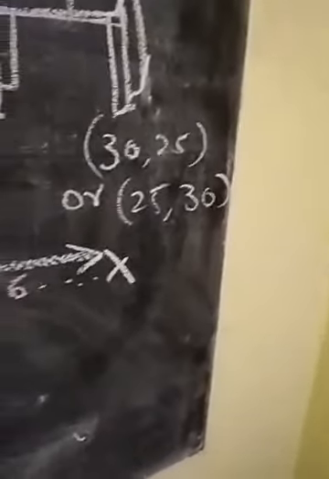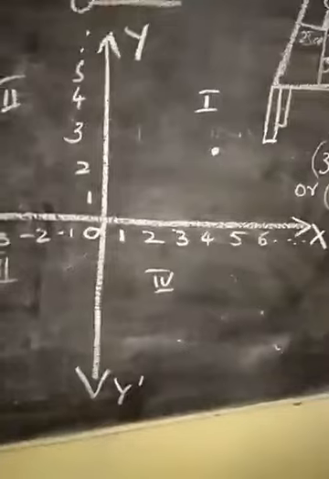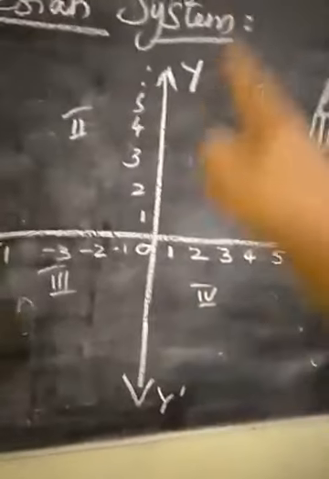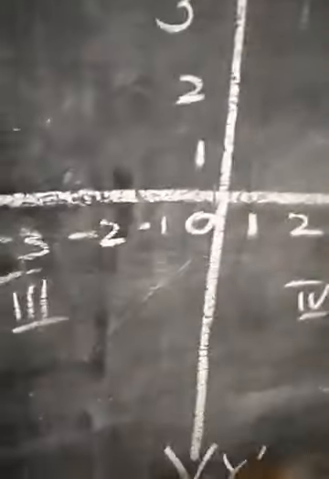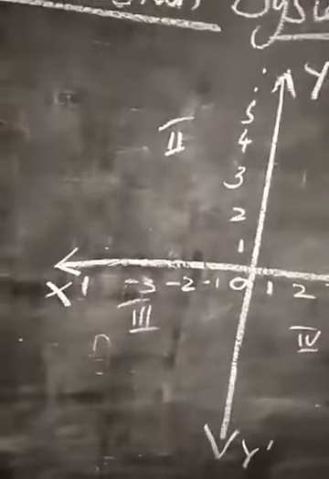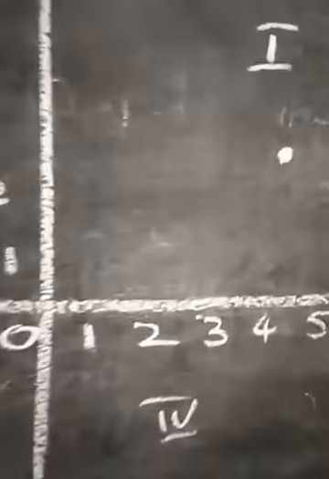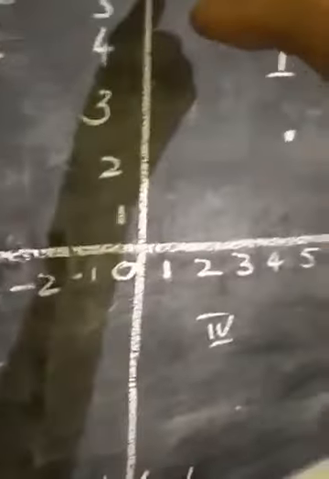Now let us see the Cartesian system. What is meant by the Cartesian system? We take two number lines, x and x dash, and y and y dash. This is a horizontal line and this is a vertical line. The horizontal line, x and x dash, is known as the x axis. The vertical line is y and y dash.